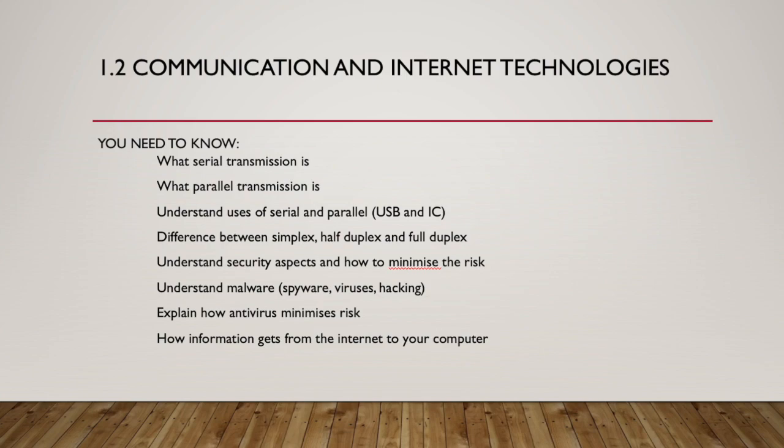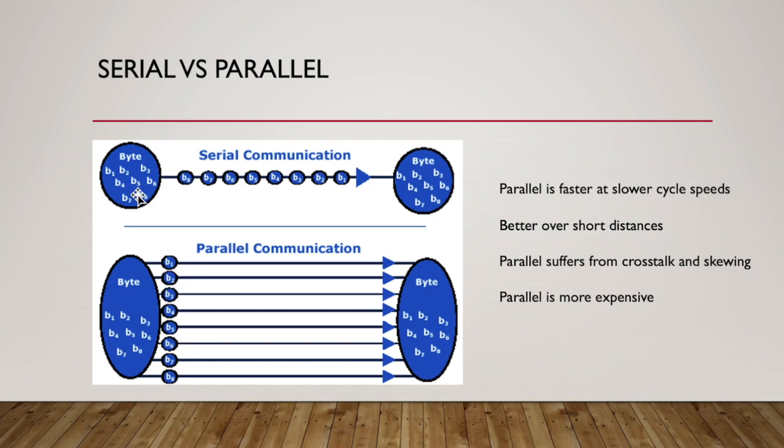So firstly, serial versus parallel. Simple. Serial communication is where we have one bus line and every bit goes on the same line. Parallel, we have lots of bus lines. Every bit gets its own bus line in the transmission. Parallel is faster at slower cycle speeds. It's a very difficult question to answer which one is faster. Theoretically, if we're talking simply about speed and not about accuracy, parallel is faster because instead of transferring them one by one, we're doing them all at the same time.